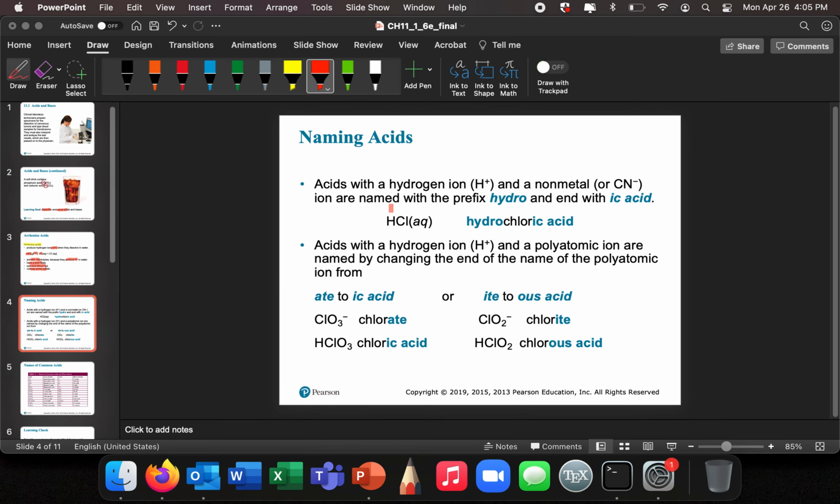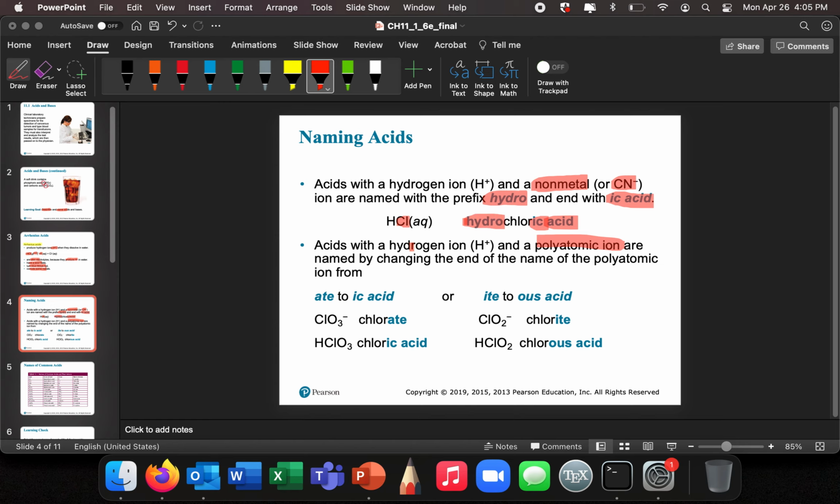Okay, so naming acids, we're going to name acids by taking an acid with a hydrogen and a nonmetal, or a CN, which are named with the prefix hydro and ic at the end, right? So you've got these polyatomic ions, which you've named. Actually, these are not for polyatomics. The next one's for polyatomic ions. But these ones are just for binary, right? So you take the nonmetal and you add ic acid at the end and you put hydro in front.